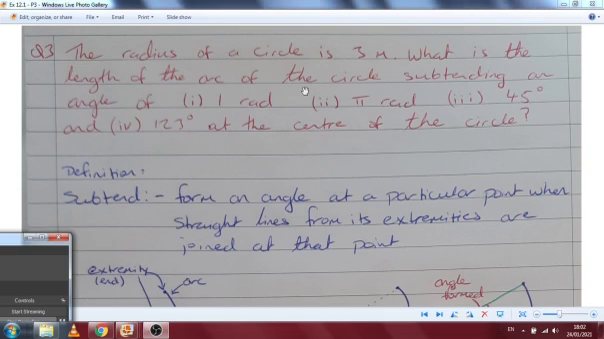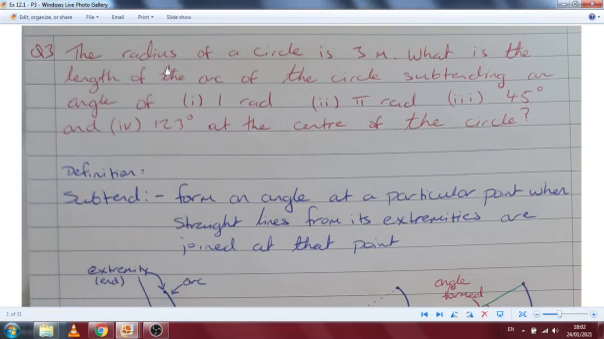And again, it's useful to remember 180 over pi is 1 radian, and then you can just multiply by whatever you need. In the third and final question then in the section, we're told the radius of a circle is 3 meters. What is the length of the arc of the circle subtending an angle of 1 radian, then pi radians, and then 45 degrees, and finally 120 degrees at the center of the circle?